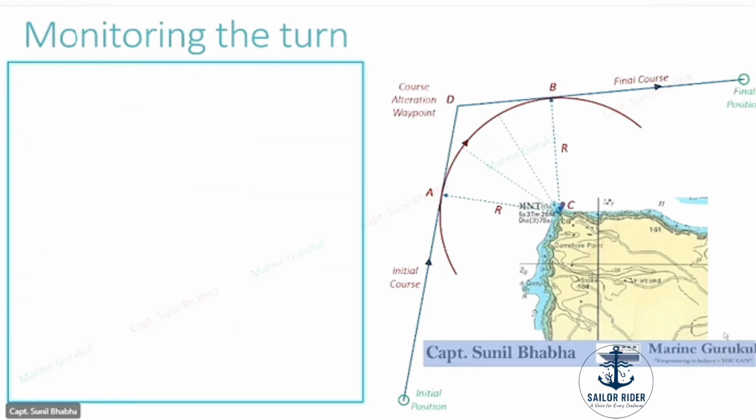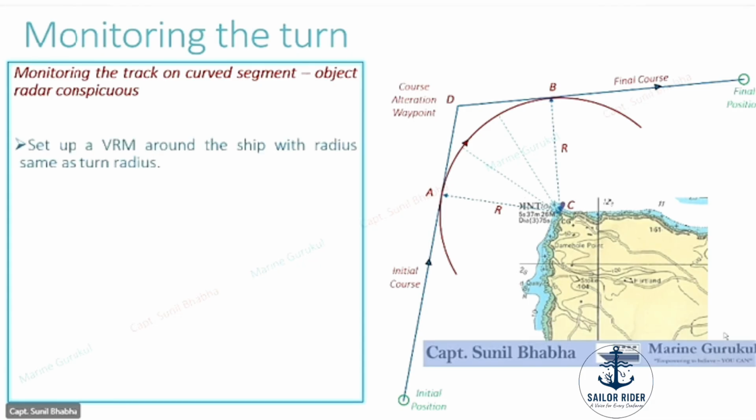Let us now assume a different scenario. Let us assume that the object which was supposed to be visible to us is no more visible because of restricted visibility. So we are not able to observe that object. We cannot observe whether it is abeam, before the beam or abaft the beam. In this kind of scenario, the object will still be available on the radar. So we have a radar conspicuous object available to us. Now, how can we monitor our progress on the curved path using this radar conspicuous object?